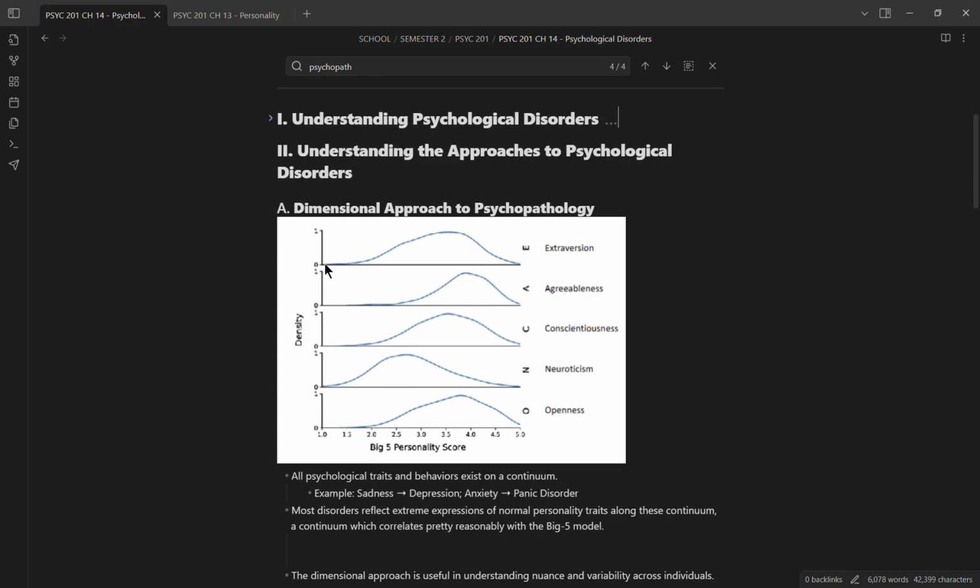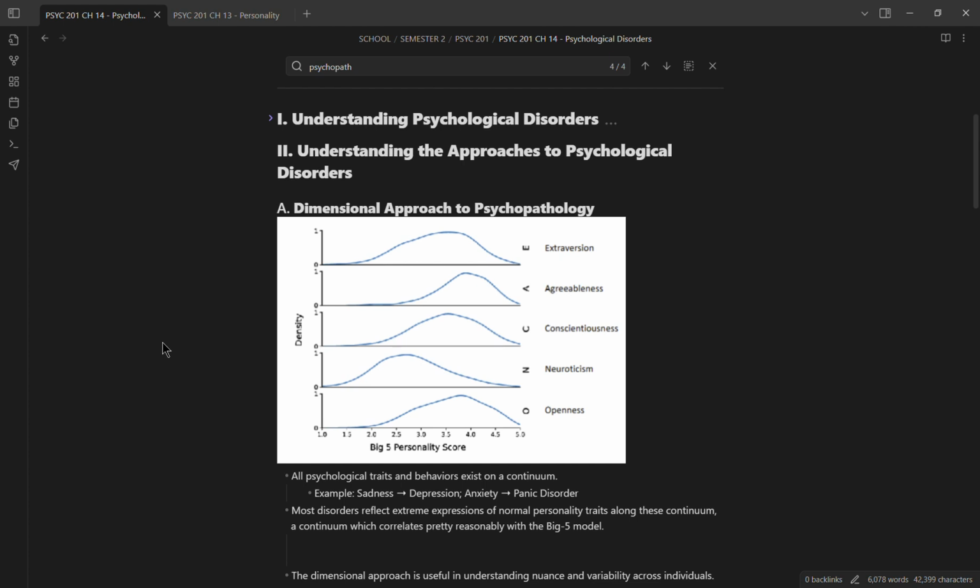All right, understanding the approaches to psychological disorders. So first, we have the dimensional approach to psychopathology. So essentially what this says is all psychological traits and behaviors exist on a continuum. For example, sadness is the lighter version of depression. Anxiety is the lighter version of a panic disorder. Most disorders, as we said before, through this dimensional approach, reflect extreme expressions of normal personality traits along this continuum, and this continuum typically reflects the Big Five model, right?